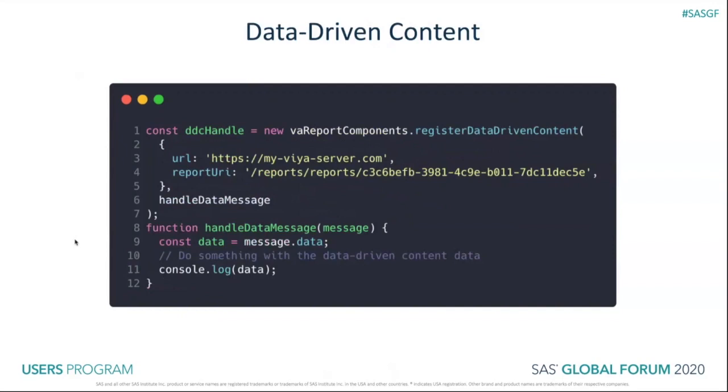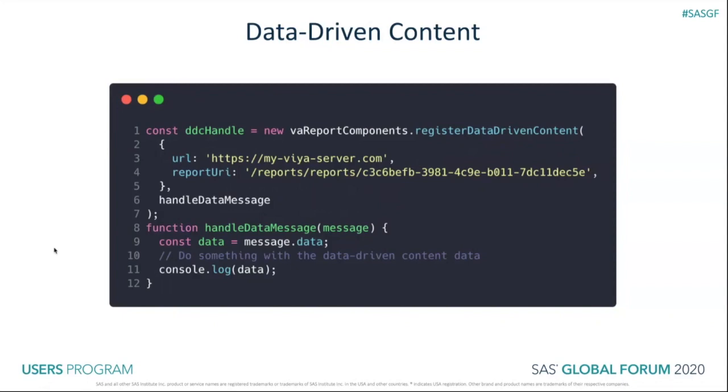So I want to show an example of data-driven content here, and the code example here is not that interesting, but I'm going to give you a quick overview. Essentially, the SDK allows you to connect directly to a data-driven content object. So instead of embedding it using a SAS report object tag, you would connect to it directly. And essentially, you're harnessing its power to pass data in and out of the SAS Visual Analytics report.